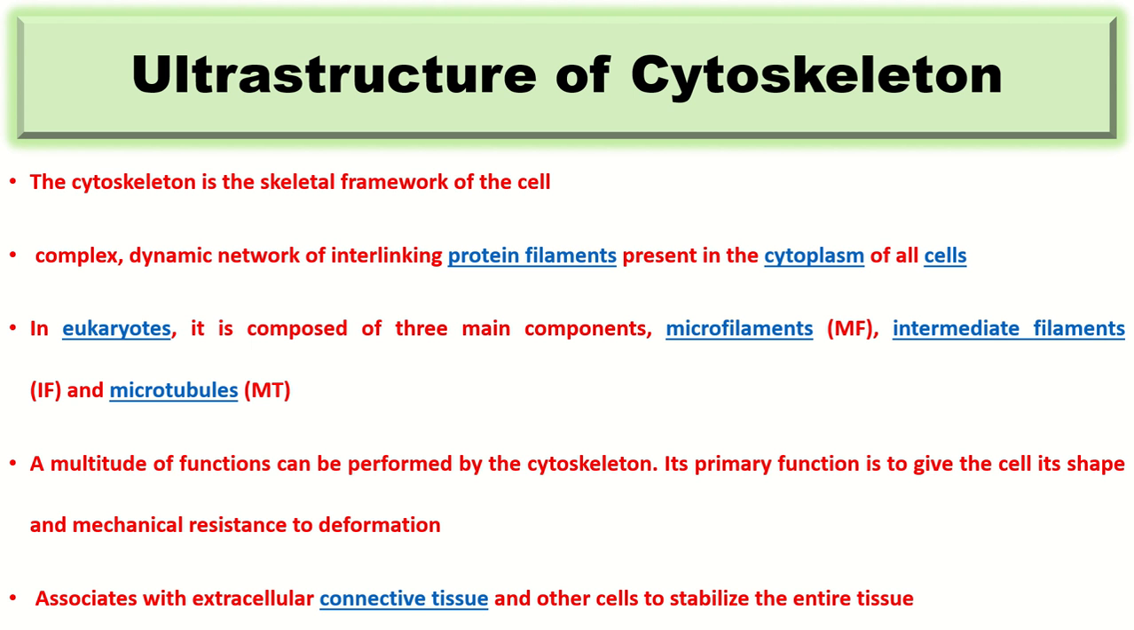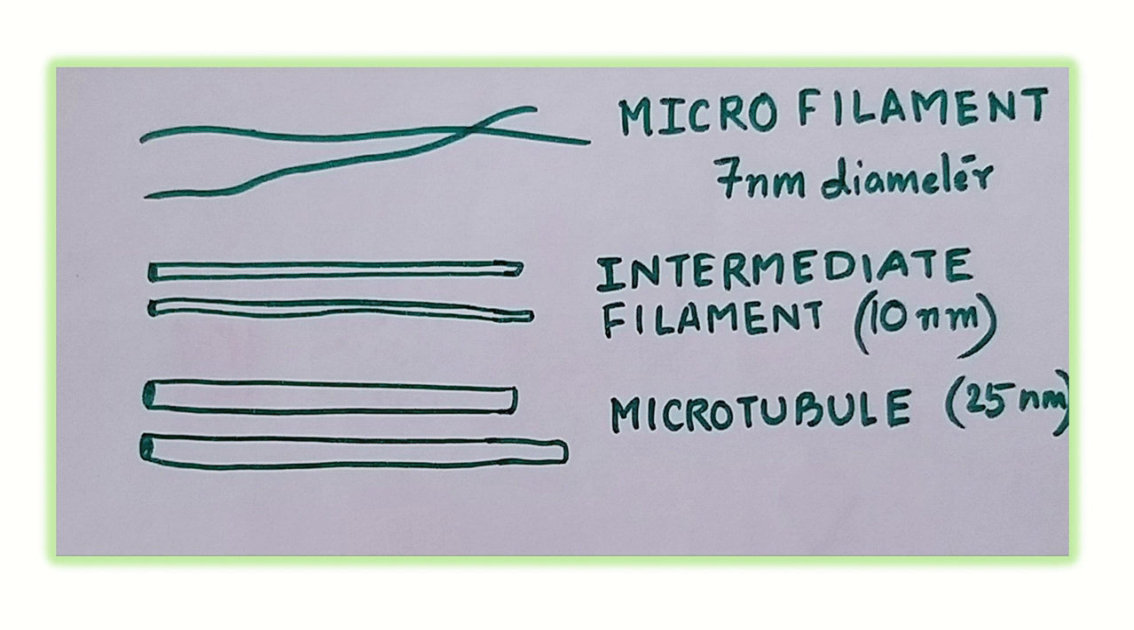A multitude of functions can be performed by the cytoskeleton. Its primary function is to give the cell its shape and mechanical resistance to deformation. It associates with extracellular connective tissue and other cells to stabilize the entire tissue. Hereafter, we will use these abbreviated terms: MF for microfilament, IF for intermediate filaments, and MT for microtubules. These are the three components that make the cytoskeleton.